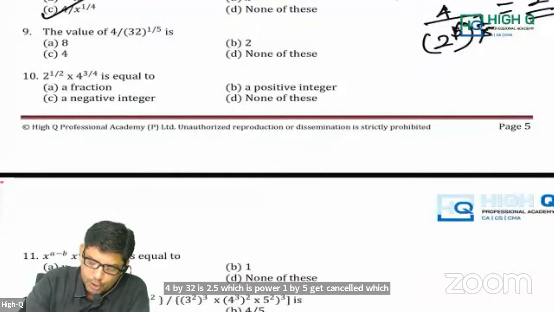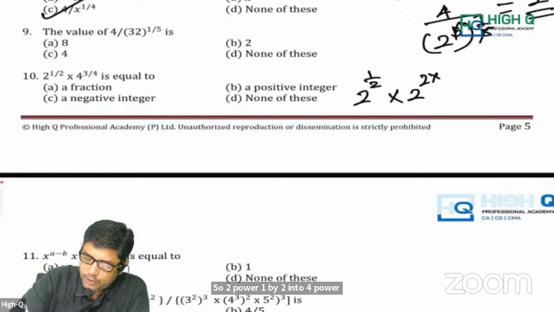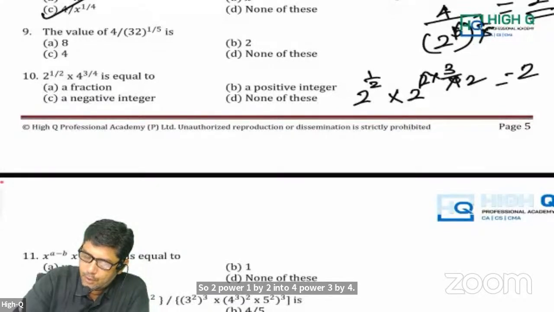Next, 2 power 1 by 2 into 4 power 3 by 4. So 2 power 1 by 2 into 4 power 3 by 4. 2 power 2 into 3 by 4. 2 power 4 by 2, 2 power 2.